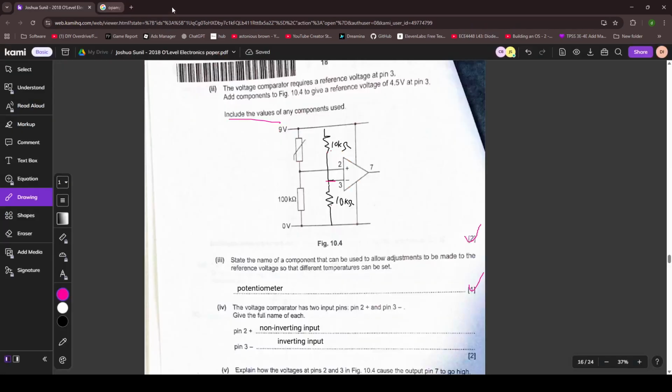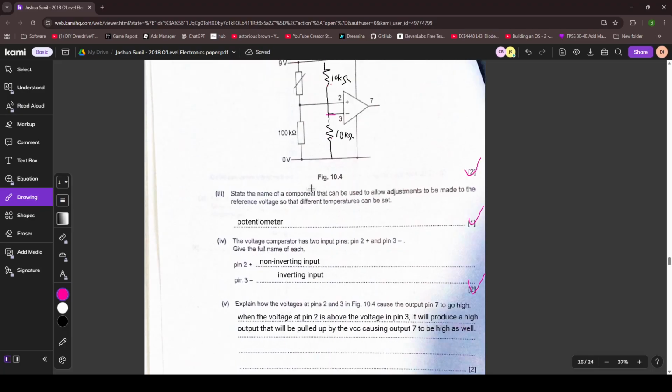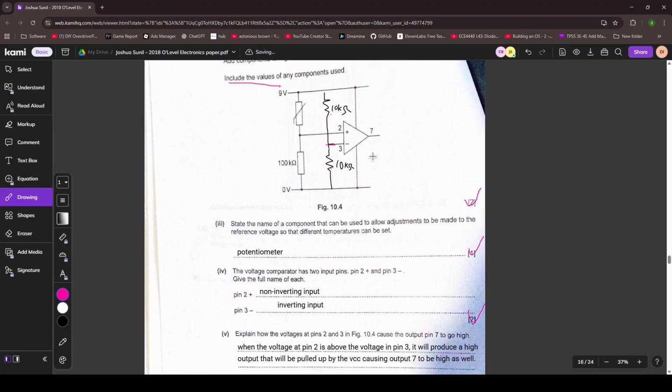Non-inverting input, inverting input. Okay, you learn something every day. Explain how the voltages at pin 2 and 3 in this figure cause the output pin 7 to go high.